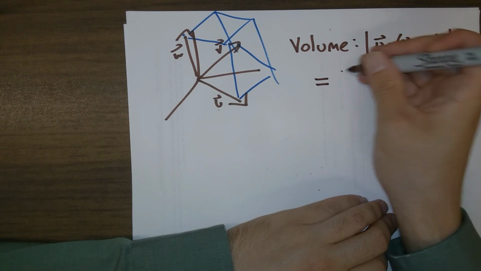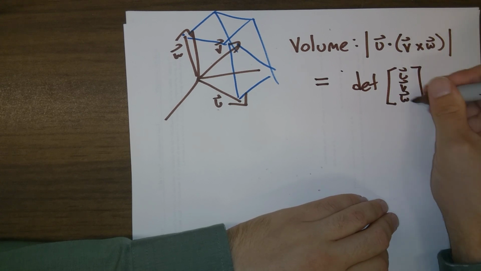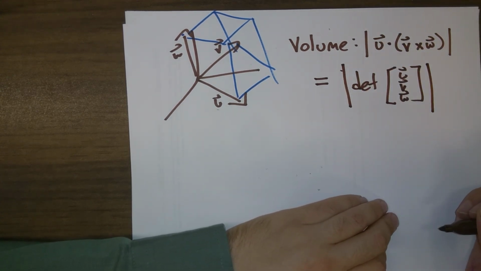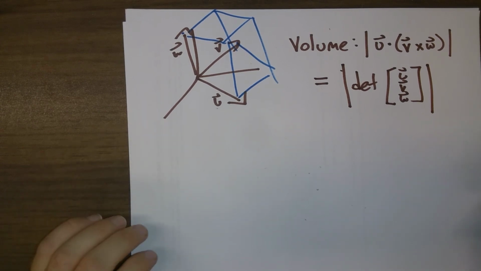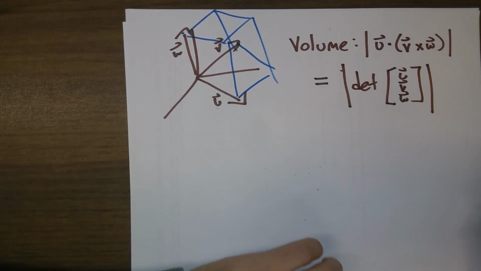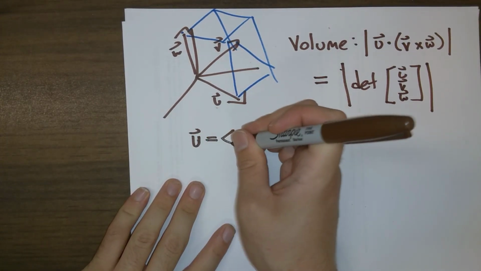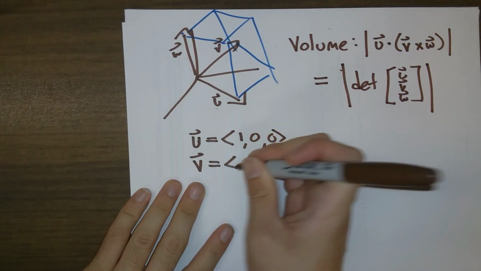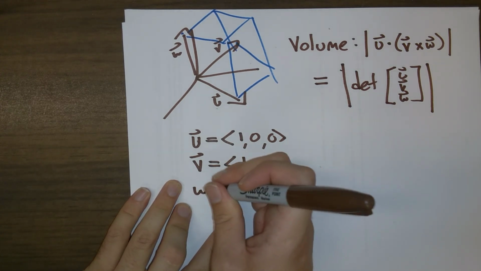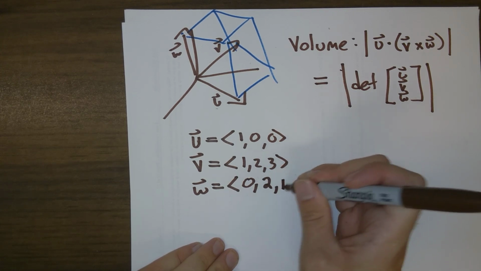Or, this is equivalent to the determinant of the 3x3 matrix, where you just list out the entries of u and then v and then w, and then compute that determinant. You get a scalar in that case, and then you take the absolute value of that scalar. So if we just make up numbers here, u is (1, 0, 0). This clearly isn't matching the picture, that's okay. v is (1, 2, 3). And w is (0, 2, 1).